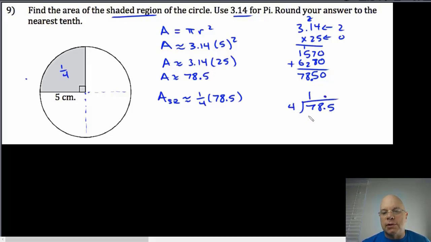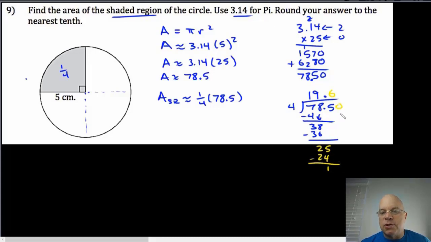There is 1, 4, and 7. 1 times 4 is 4. Subtract, I get a difference of 3. Bring down the 8. There are 9 4s and 38 because 9 multiplied by 4 is 36. Subtract, and I get a difference of 2. Bring down this 5. There are 6 4s and 25 because 6 times 4 is 24. Subtract, I get a difference of 1.